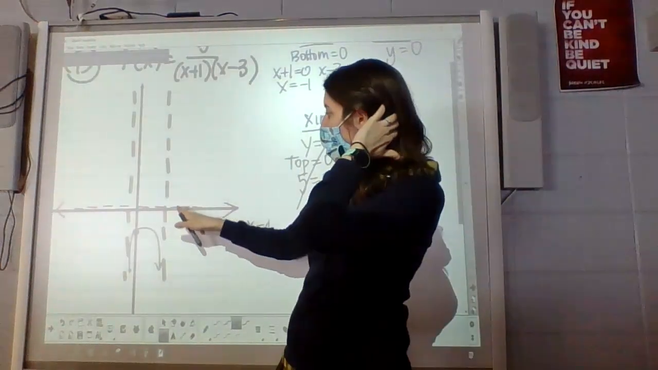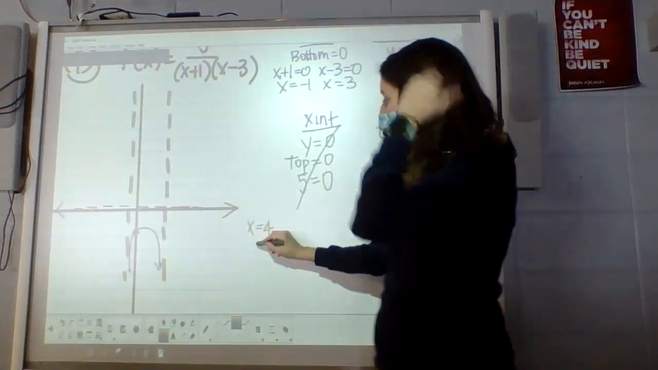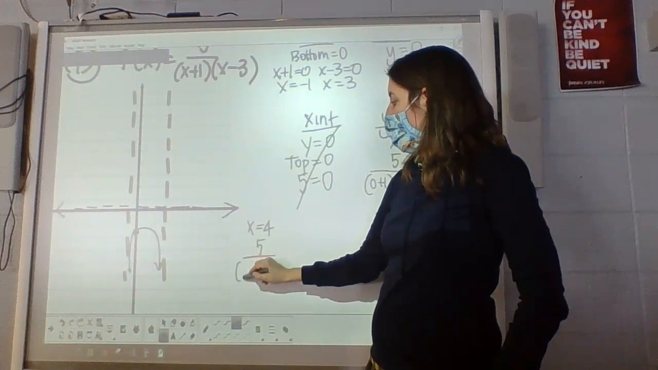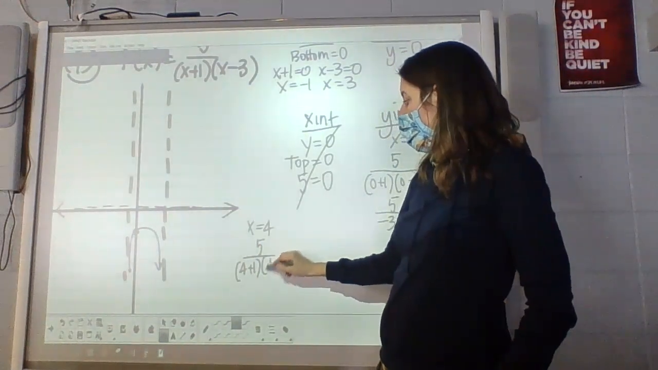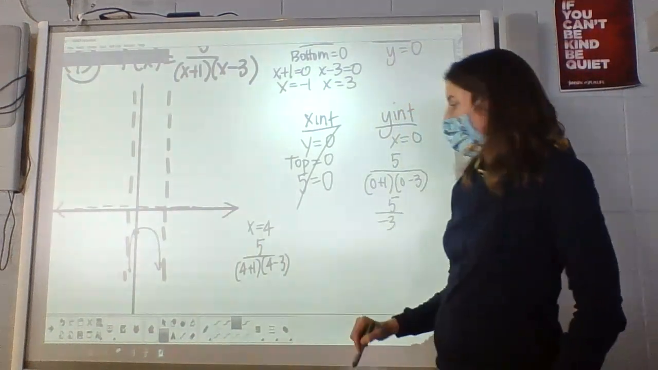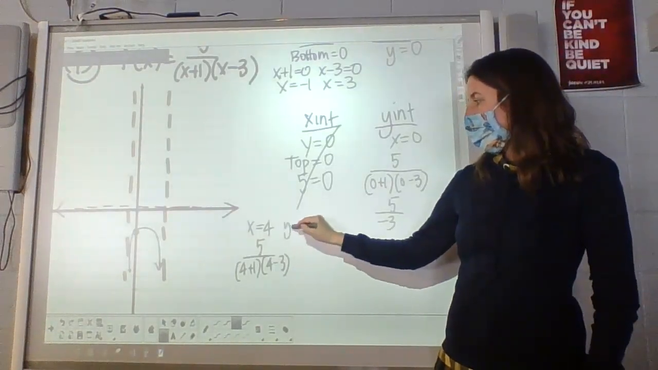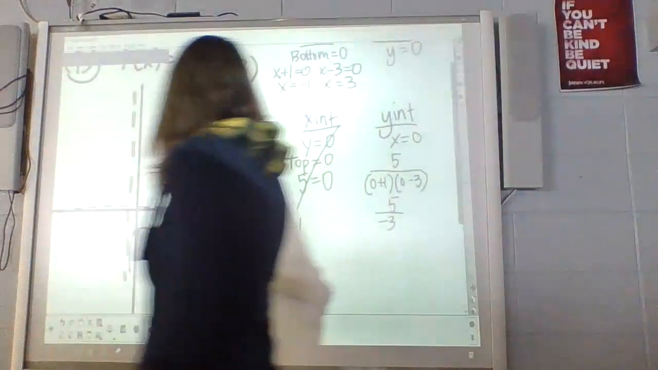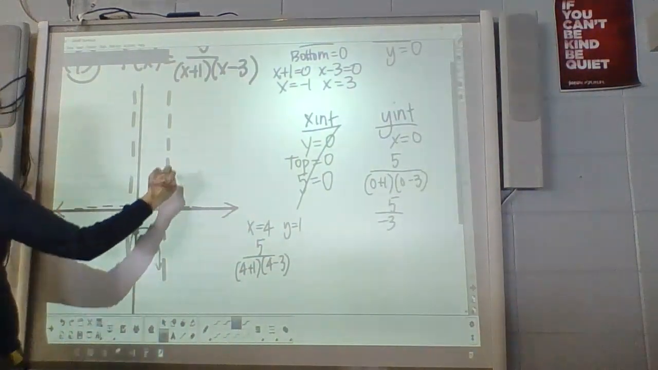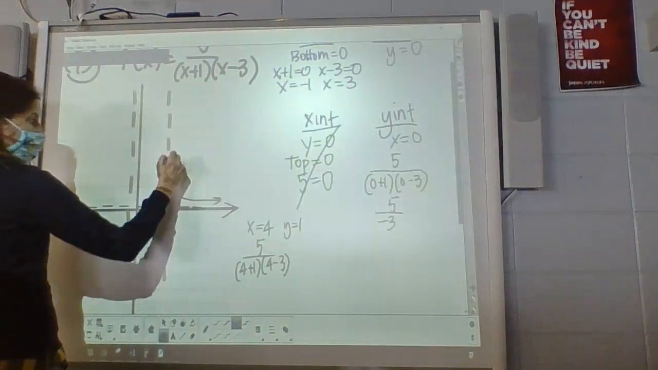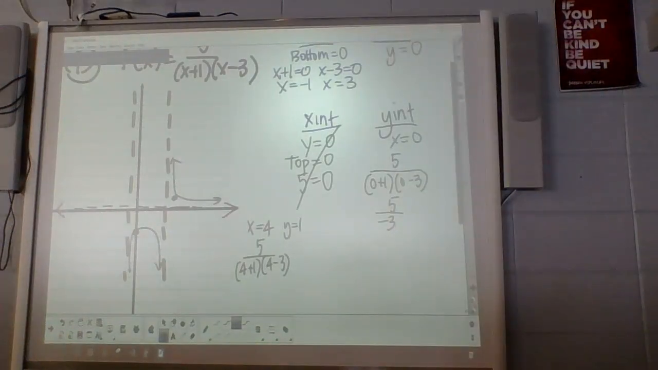So if I pick x is 4, it means I'm going to put 4 into this equation. 5 over 4 plus 1, and then 4 minus 3. So it's going to end up being 5 over 5. So y is 1. So (4, 1) is this point. So then I have that graph going there for sure.